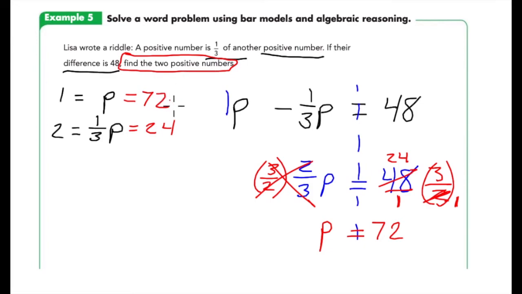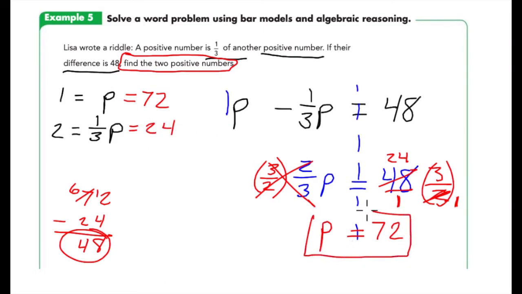We could also check our answer here to see if it works. It says that one number minus the other number gives us 48. So what I could do quickly is 72 minus 24. When we subtract here, 7 becomes 6, that becomes a 12, 12 minus 4 is 8, 6 minus 2 is 4, so 48. So when we subtracted 72 minus 24, we got a difference of 48, just like the problem told us. Therefore, we know that our solution of p equals 72 is correct, and we know that both numbers were 72 and 24.